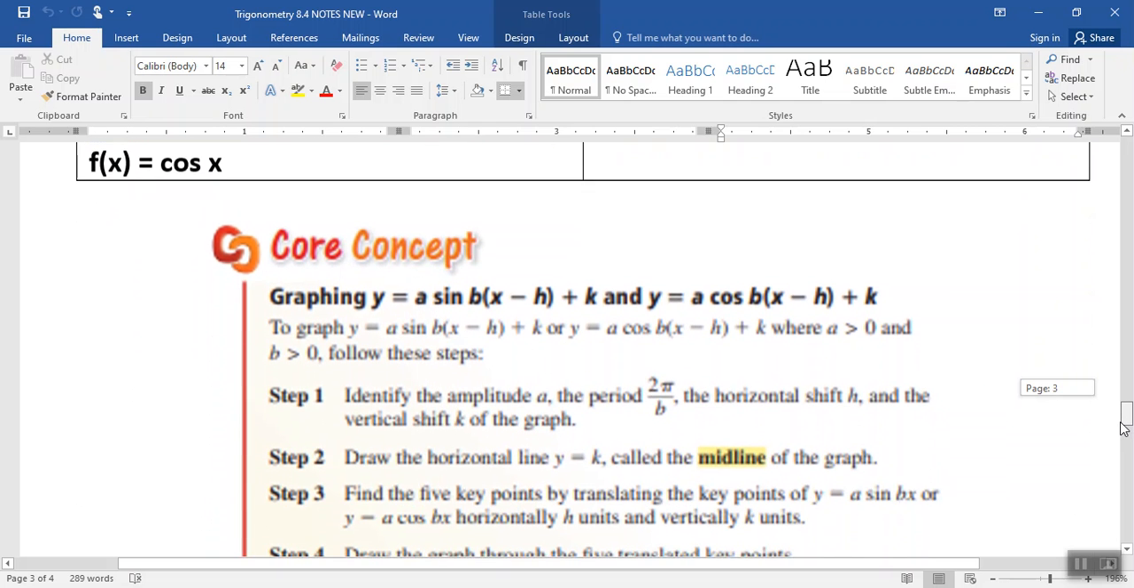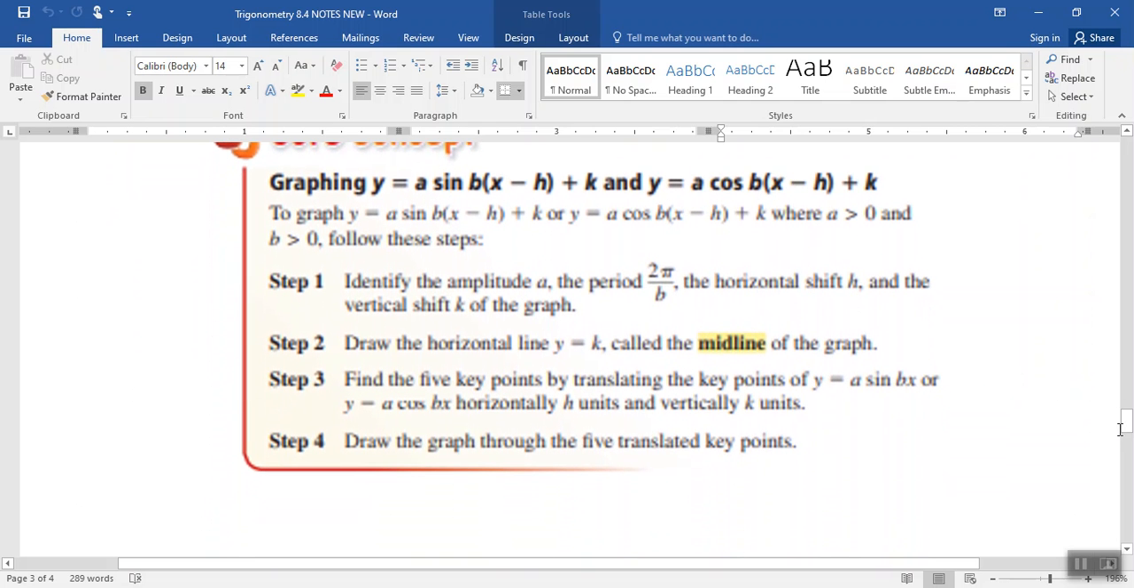Quick core concept. So guys, graphing y is equal to, we know what a and b do, right? Yep. Okay, the h is just going to be a left or right movement. What do you think k is going to be? Up or down. So this is either vertical stretch or vertical shrink, horizontal stretch or horizontal shrink. This is either left or right, and this is going to be up or down for the k value. Now, guys, they give you some steps to graphing stuff, and that's what we're going to focus on here in these last 10 minutes.